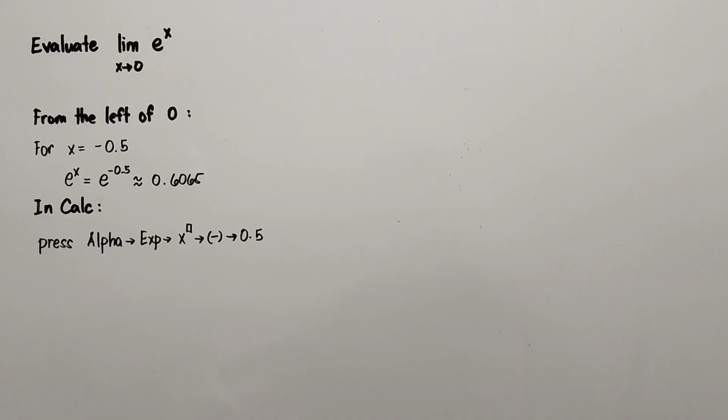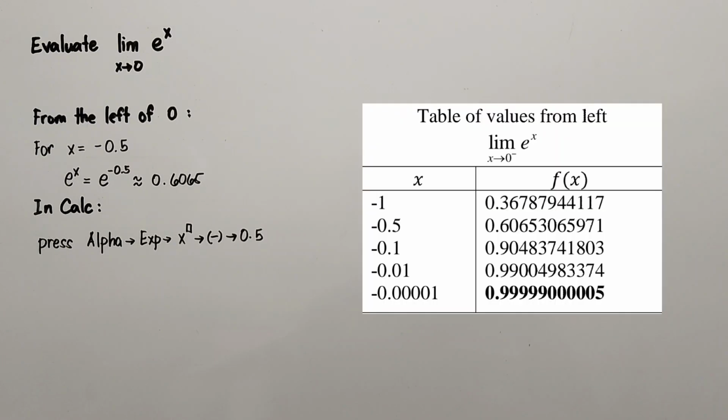We are now going to evaluate the limit of e power x as x approaches 0 using the table of values and its graph. We assign values from the left of 0, and for x equals negative 0.5, by substitution, that is approximately equal to 0.6065. In calculator, just follow this syntax. On the right is the table of values for our x from the left of 0.